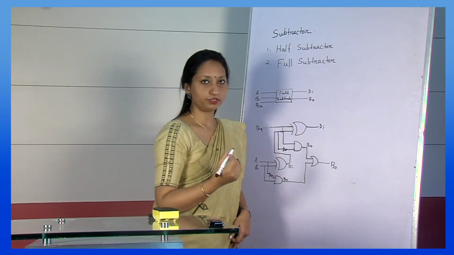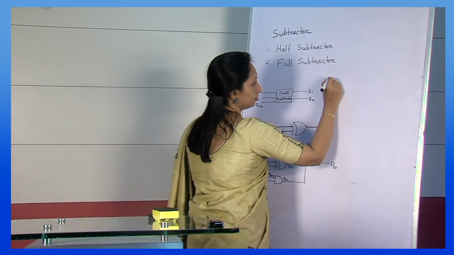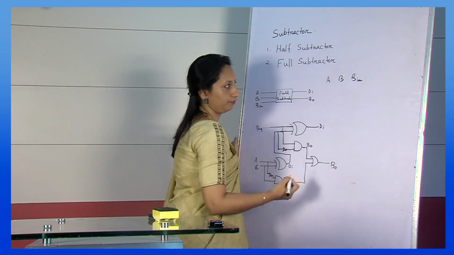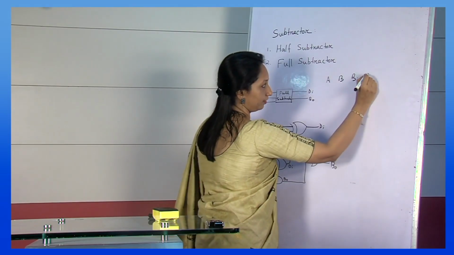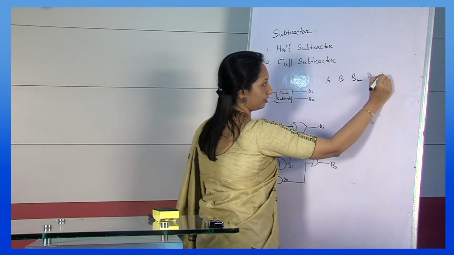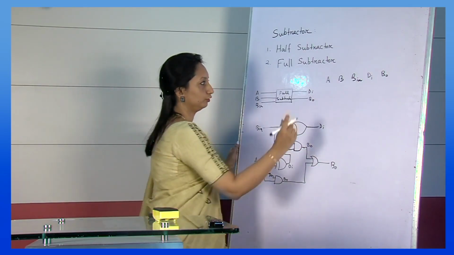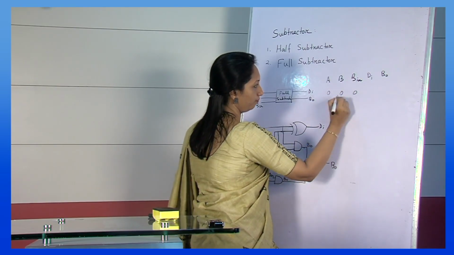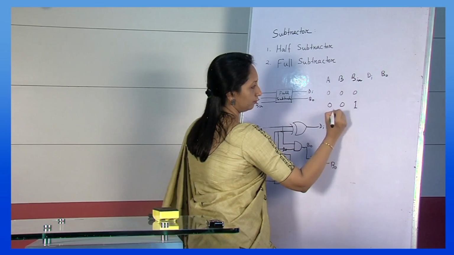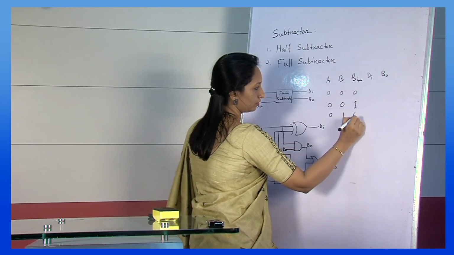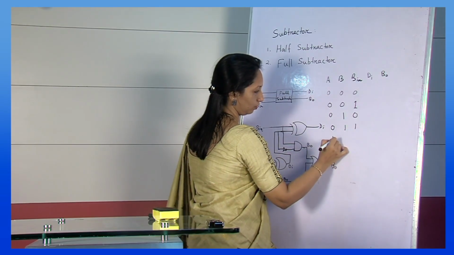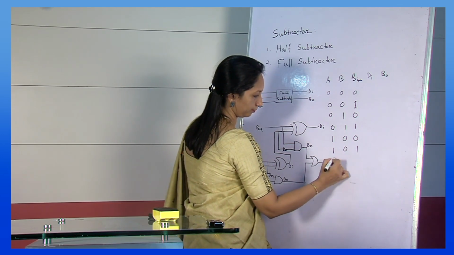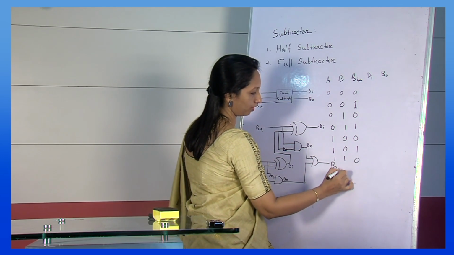Now let us see the truth table for full subtractor. There are 3 inputs, that is A, B, and the borrow input, that means the borrow of the previous stage. And the 2 outputs, that is DI, difference, and the borrow output. For the 3 inputs, the 8 possible combinations are 000, 001, 010, 011, 100, 101, 110, and 111.